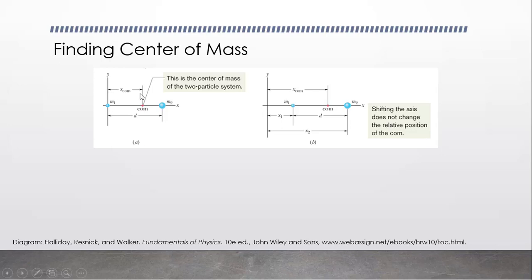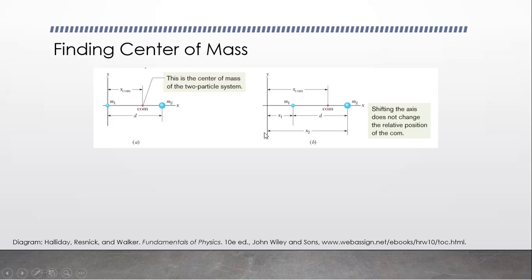One thing to point out about the center of mass is that shifting the axis or shifting the locations of these two objects does not change the position of the center of mass relative to the objects, as long as those two objects stay the same distance apart. So it's true here: the distance between m1 and the center of mass is the same as the distance between m1 and the center of mass there.